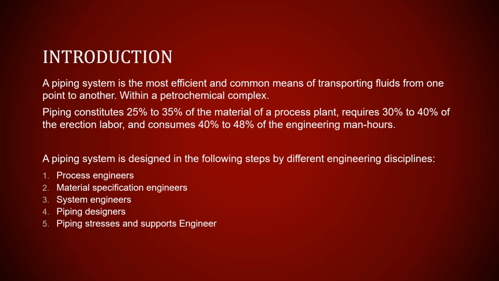The piping system is designed in the following steps by different engineering disciplines. Process engineer in the beginning produces the PFD and makes the process study. Then the material specification engineers assign the material and start creating the piping specs. After them, the system engineer takes the PFD and the material specs of the material assigned list and starts to produce the P&ID, which is the process and instrumentation diagram.